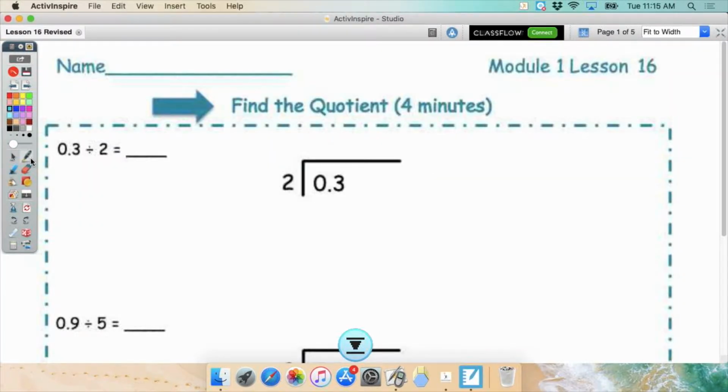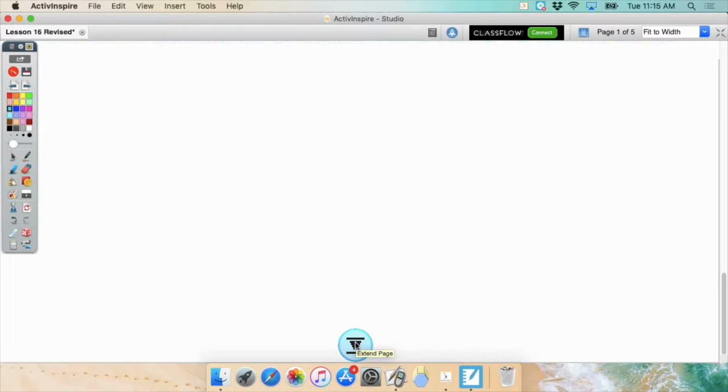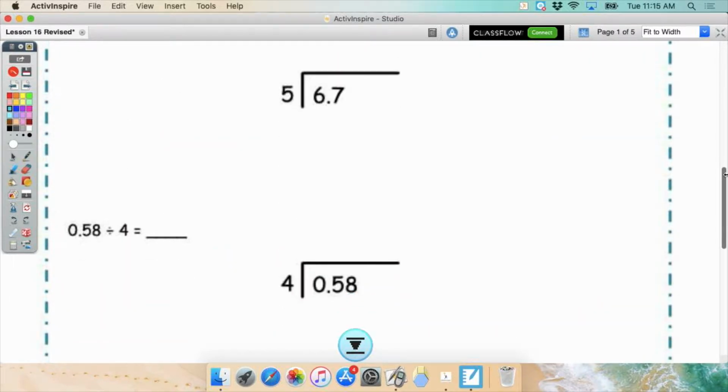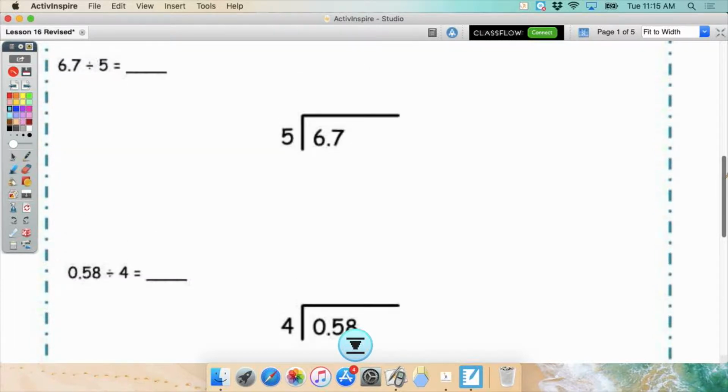So on this lesson 16, let's skip the first 2. And let's move on down to, whoops, that's way too far, Mrs. Lewis. Let's move on down to these 2 problems right here. 6.7 divided by 5. And then we'll do the next one. So what will I skip count by on this one? 5. And you can stop at 20.